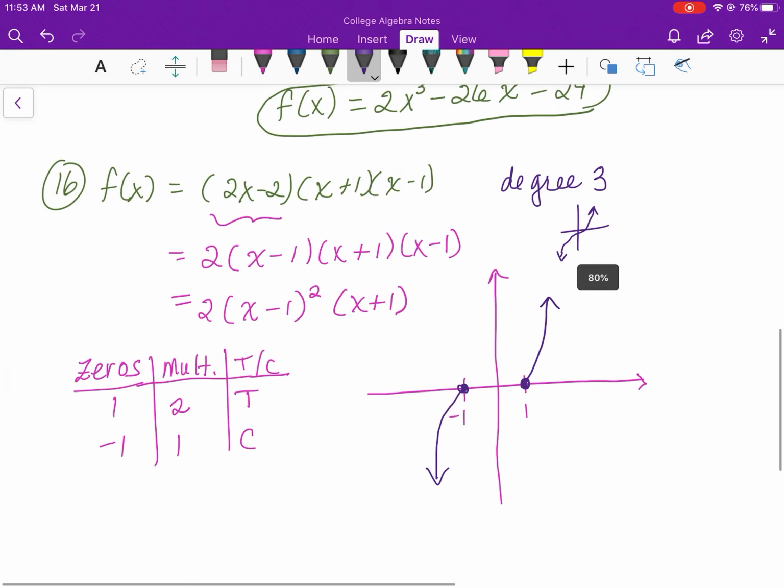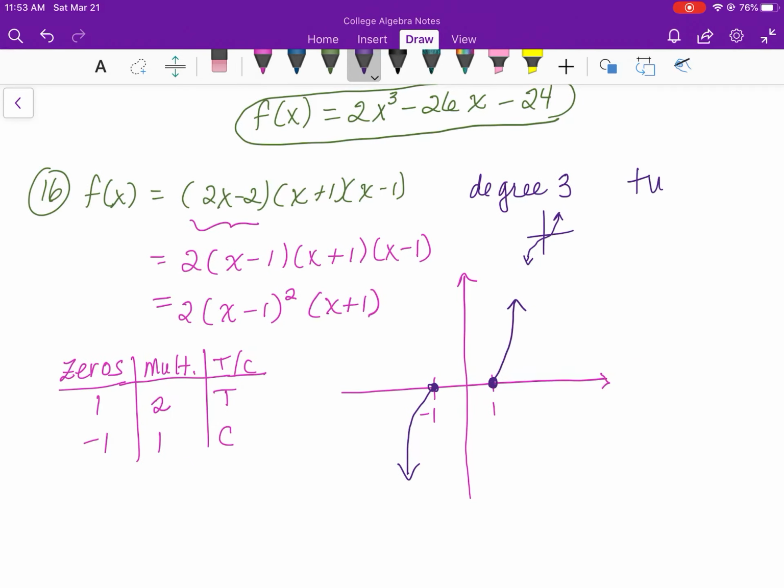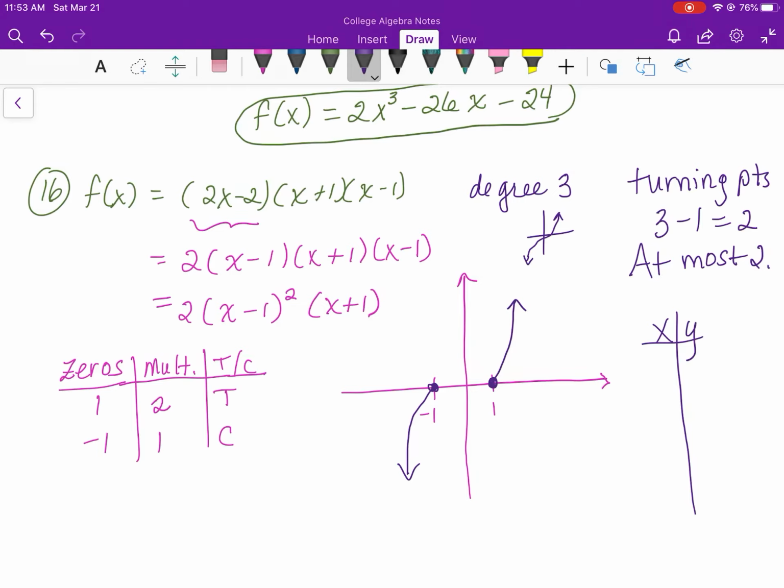I know for turning points, I'll have the degree minus 1. I'll have at most 2. So we're going to change direction twice, at most 2 times. Let's see what else is going on here.